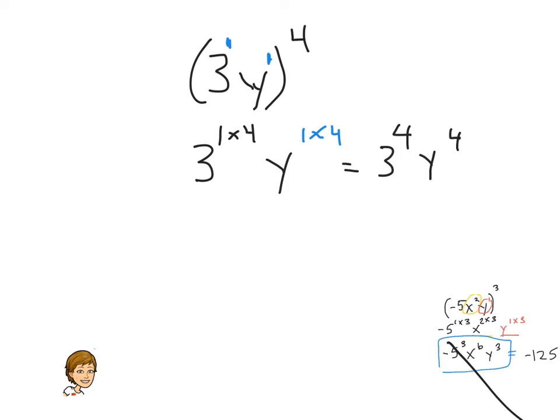Well, this is 3 times 3 times 3 times 3. That's 9, 9, so this would become 9 times 9, which would be 81y to the 4th power. If you can read that. Okay, good. So that's one.